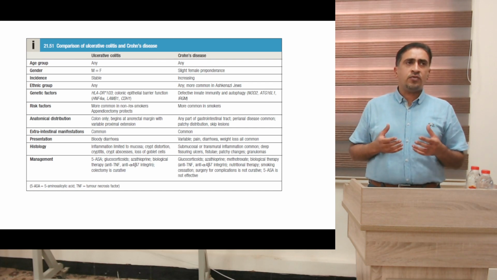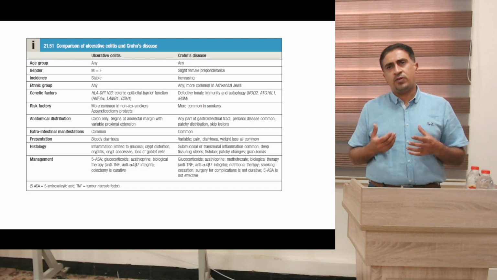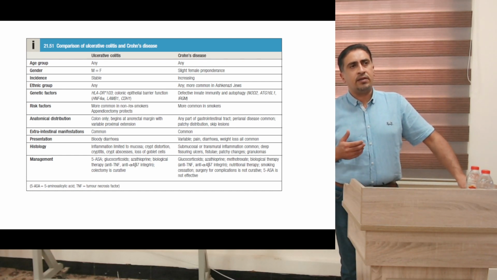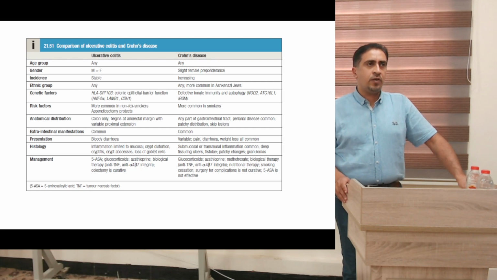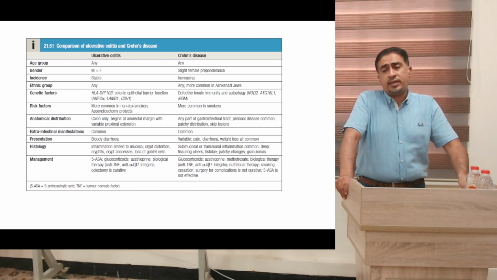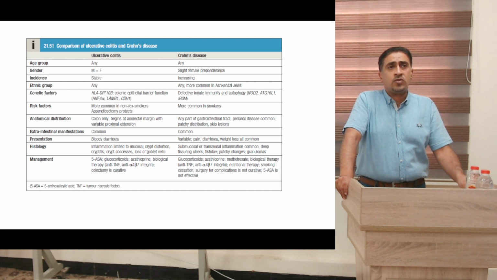In ulcerative colitis, usually the male equals the female. The incidence of this disease happens in both male and female, while Crohn's disease is more common in female than in male. The incidence of ulcerative colitis, as I said in the previous slide, is stable, while it is increasing nowadays regarding Crohn's.